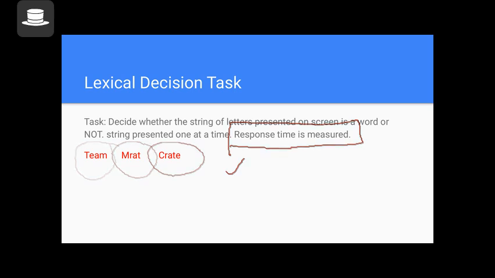Now, what we're going to do in the next slide is give you a list of strings of letters one at a time, and you have to decide, and participate with me here. Try to decide whether it's a word or not by saying yes or no as quickly as you can as we go through these slides. Okay.